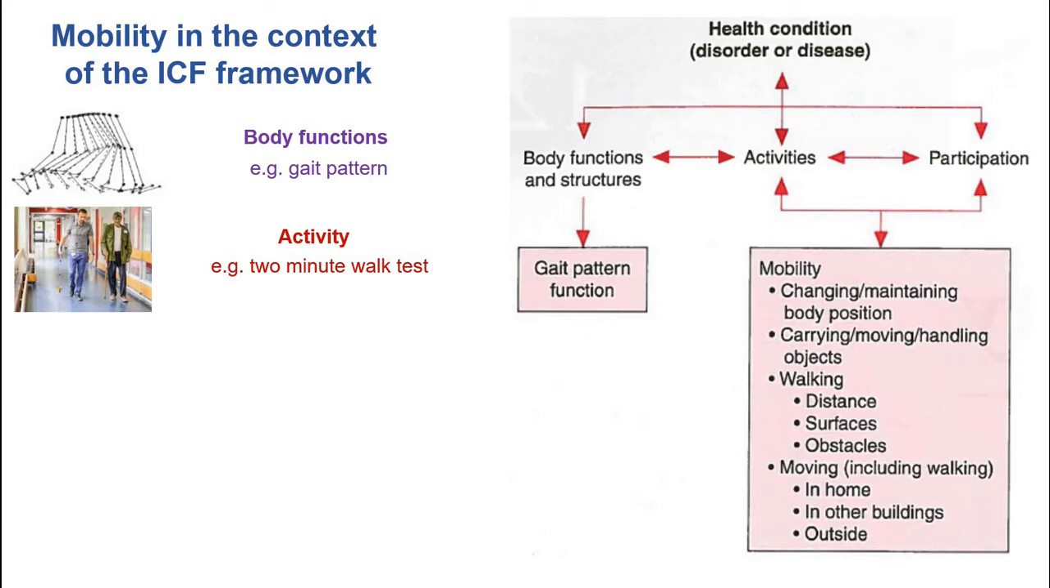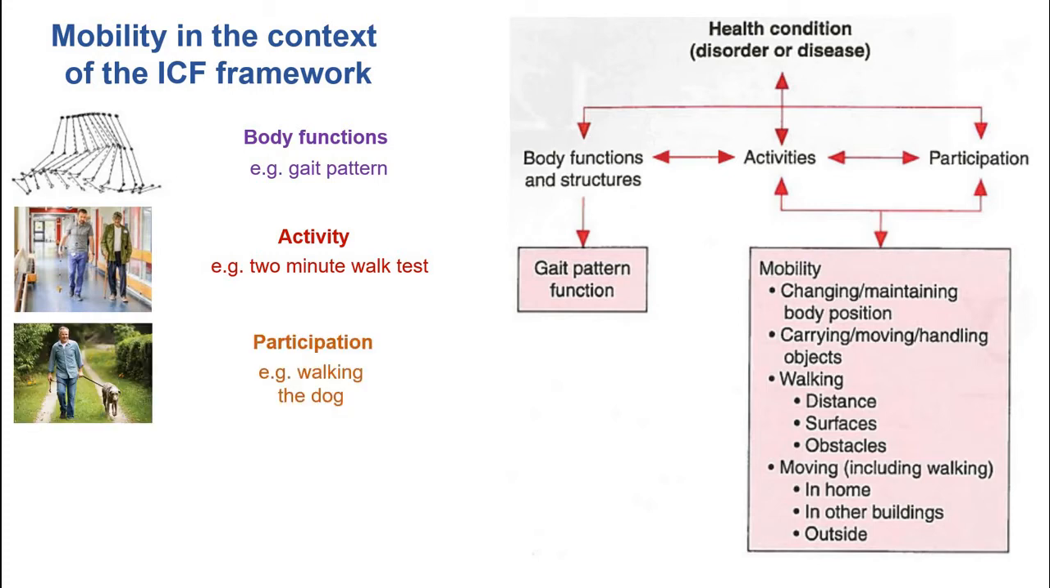A good example of a mobility-related activity is assessing mobility via a 2-minute walk test. This test is performed in the clinic, on level firm ground, and most typically in a well-illuminated environment. In contrast, an example of participation would be the ability of a patient to take their dog for a walk in the local park.